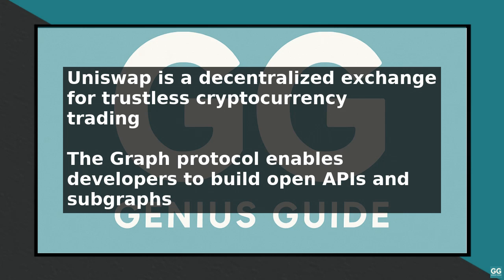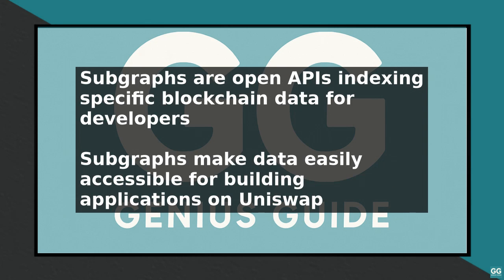First, define what a subgraph is and its role in the Uniswap ecosystem. A subgraph is an open API that indexes specific data from the blockchain, making it easily accessible for developers to build applications on top of Uniswap.